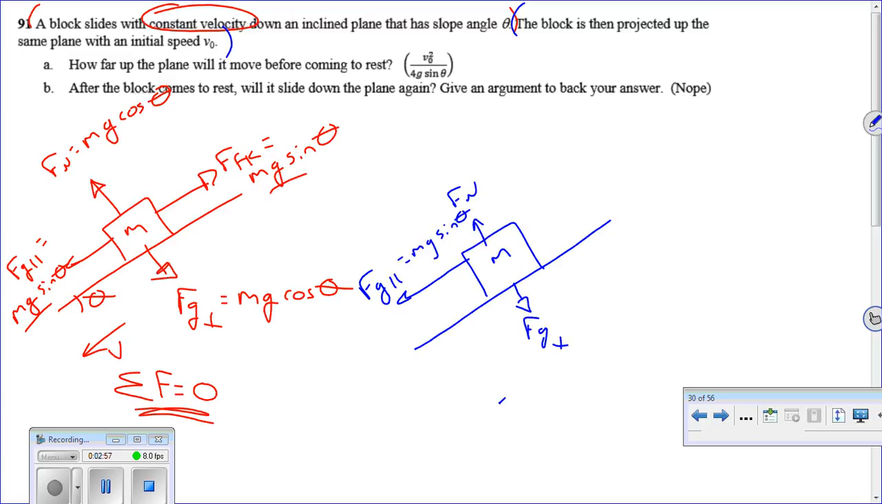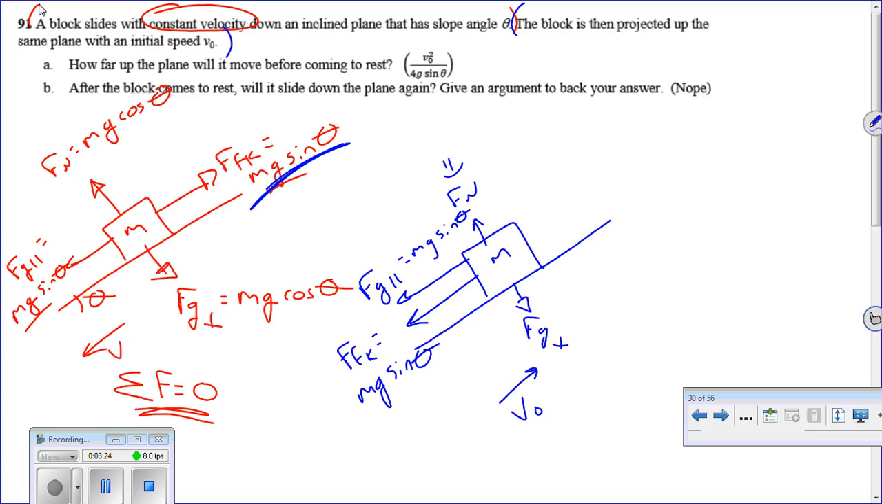But now the block is sliding up the ramp with some initial velocity v0. Because it's going up the ramp, kinetic friction doesn't want it to, so kinetic friction is going to go down the ramp. But your kinetic friction is still the same value. We've still got the same normal force. We've still got the same coefficient of friction because it's the same block on the same ramp. So my force of kinetic friction is also going to be mg sine theta, because that's what it was here.